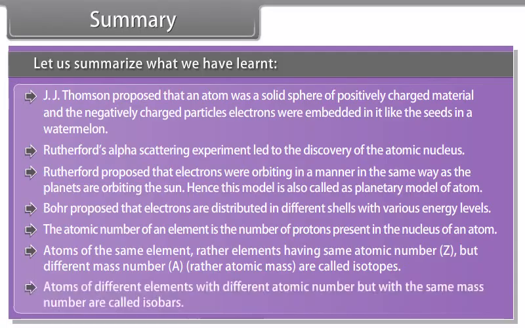The atomic number of an element is the number of protons present in the nucleus of an atom. Atoms of elements having the same atomic number Z but different mass number A, that is, atomic mass, are called isotopes. Atoms of different elements with different atomic number but with the same mass number are called isobars.